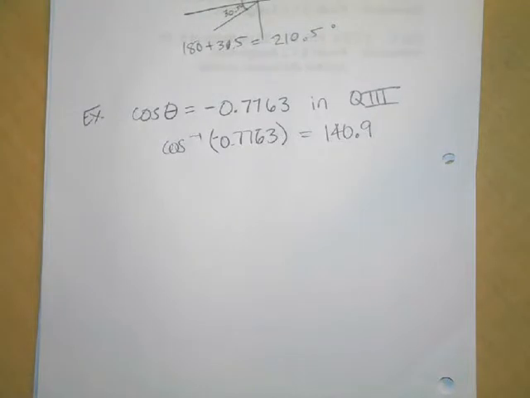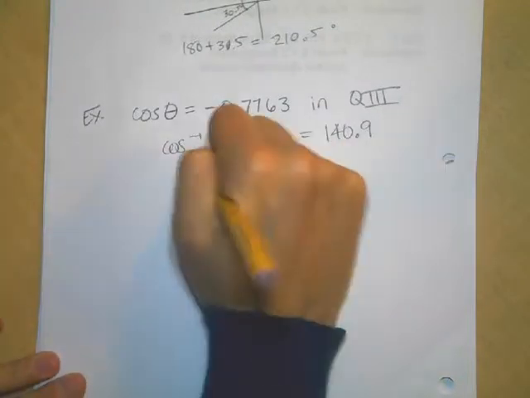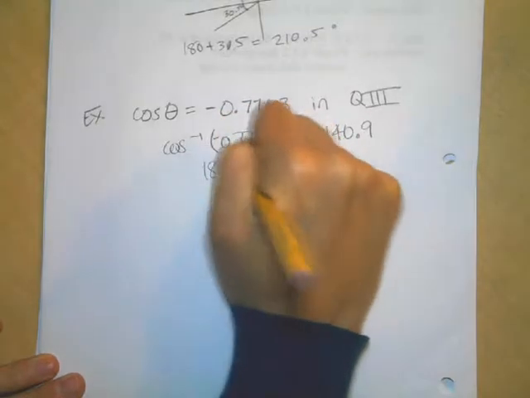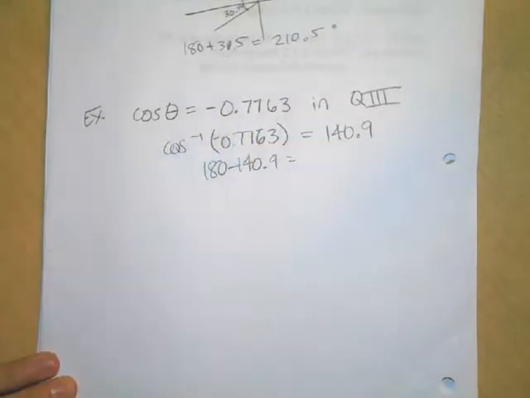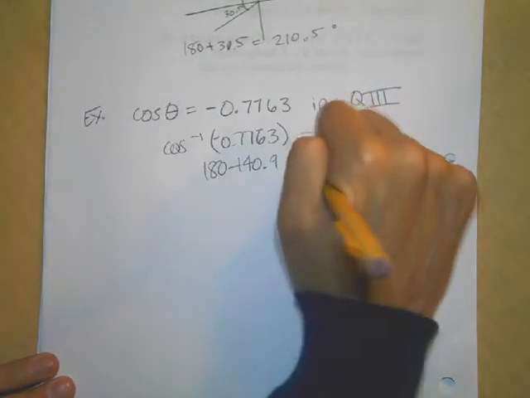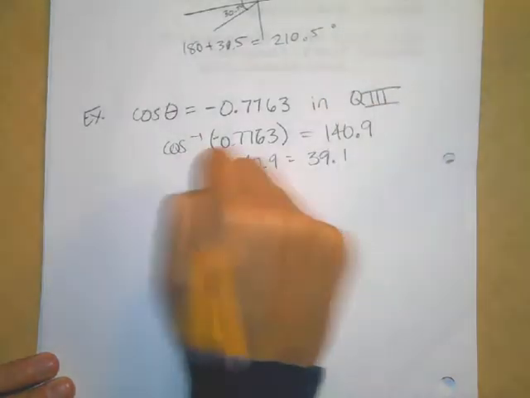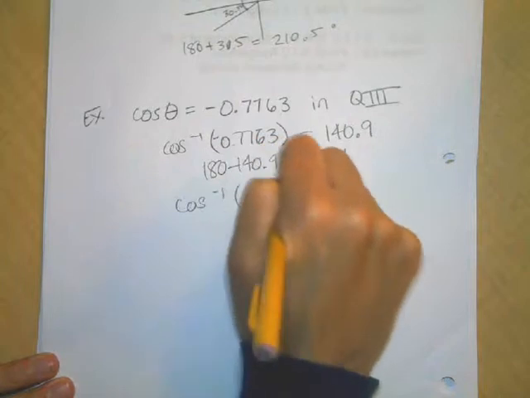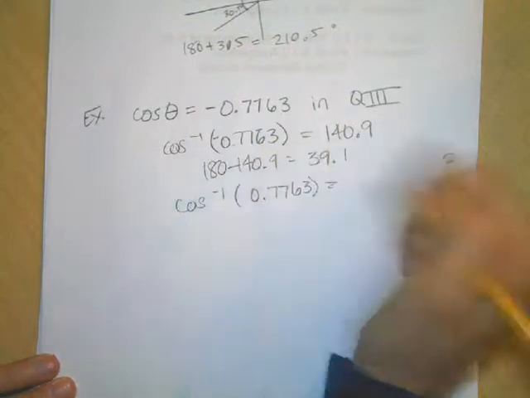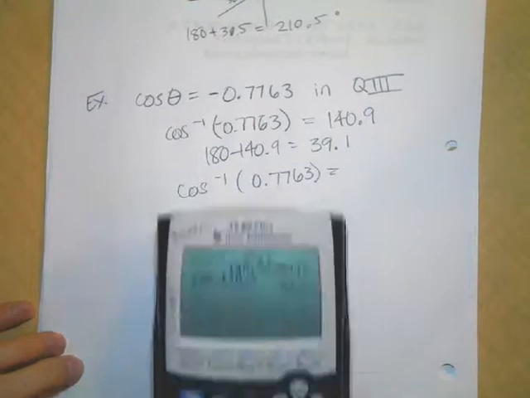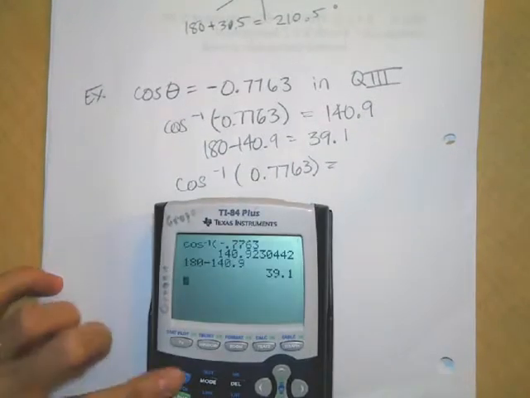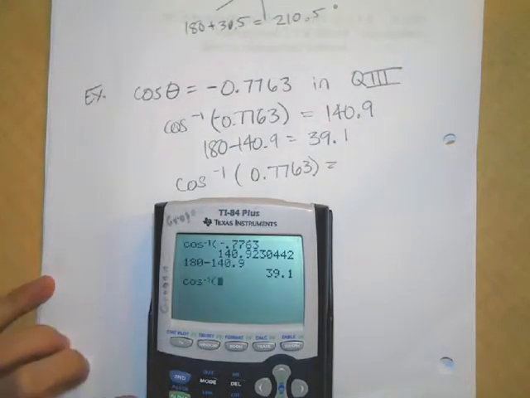Actually, you know what? I think an easier way to do this, let's see. I would say 180 minus 140.9. But I think I just realized that an easier way to do this would just be to take inverse cosine of the positive of this value, and it'll give me what the reference angle is. So let's see if that works, instead of putting the negative in there, and then we don't have to do extra steps. So 0.7763. Yep, and it gives me 39.1.